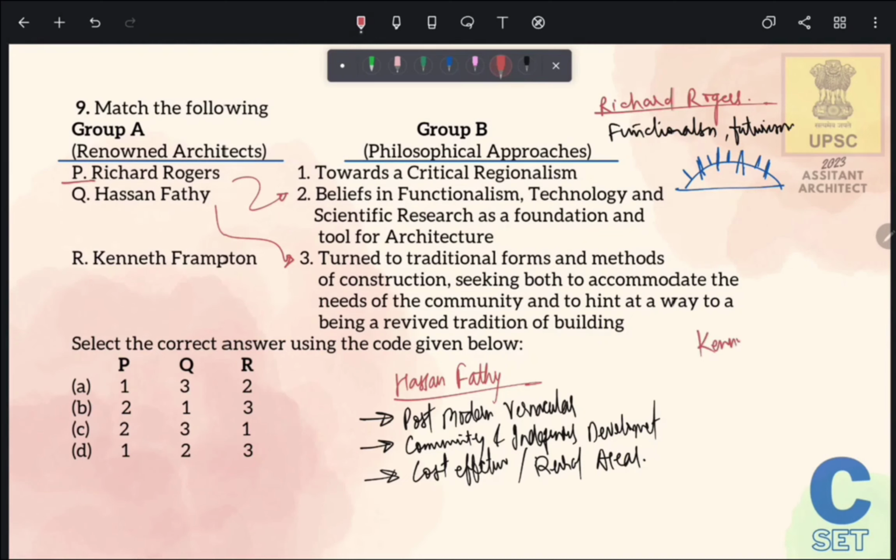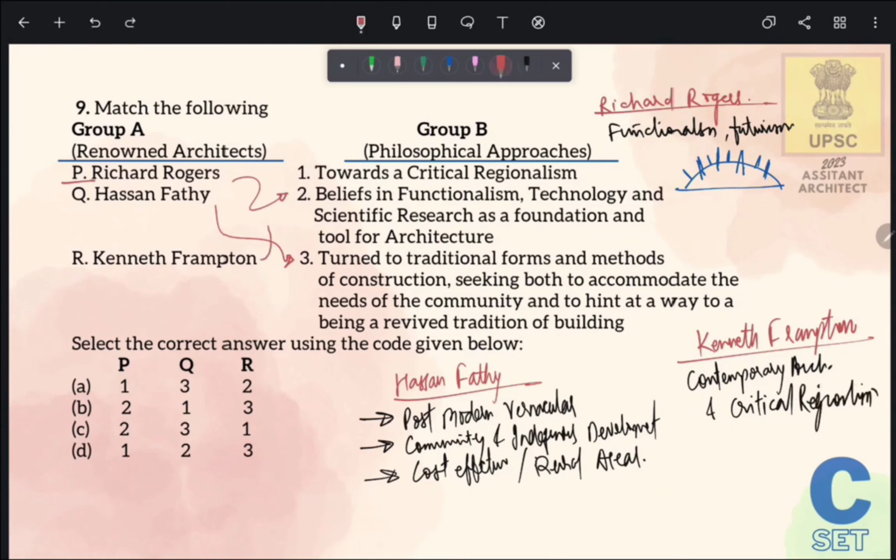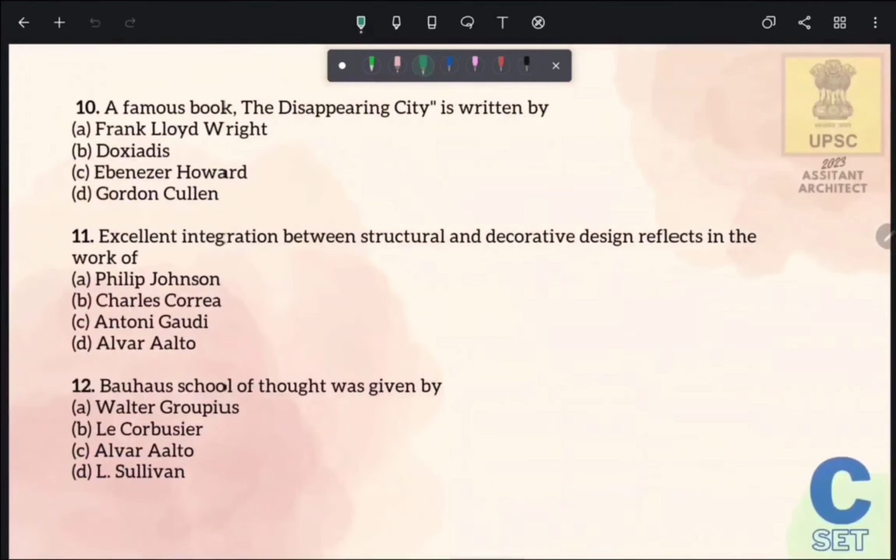And Kenneth Frampton's philosophy is related to contemporary architecture and critical regionalism. So his philosophical approach matches with towards a critical regionalism. Therefore the correct answer is option number C. Let's move to the next question.